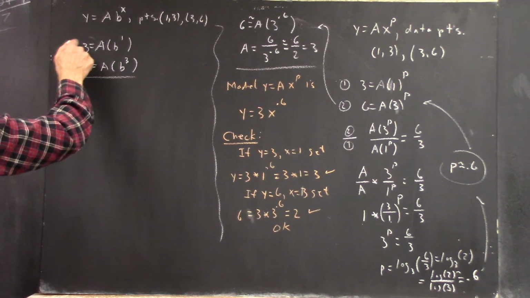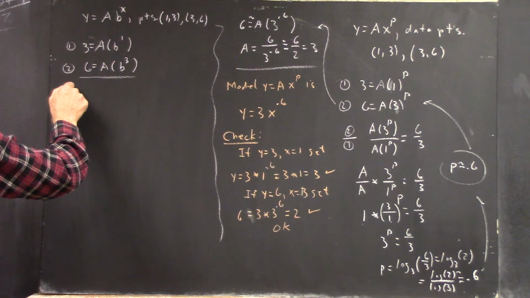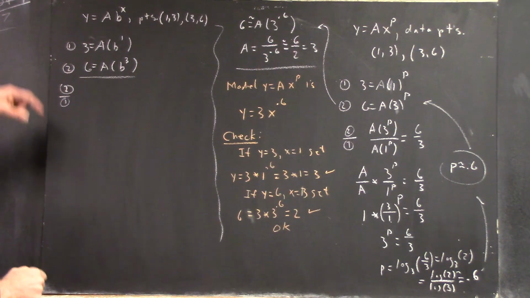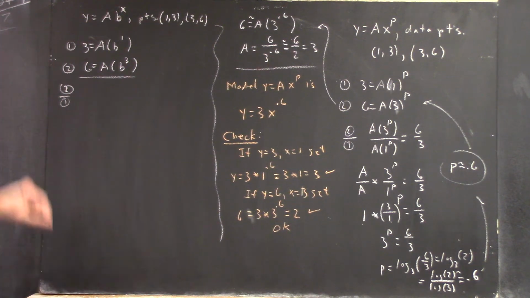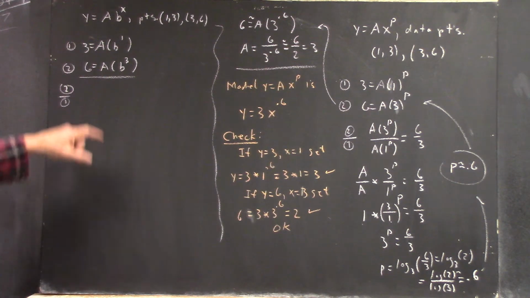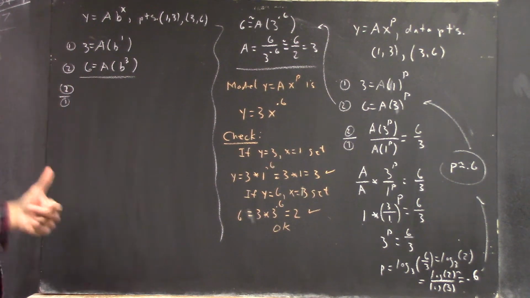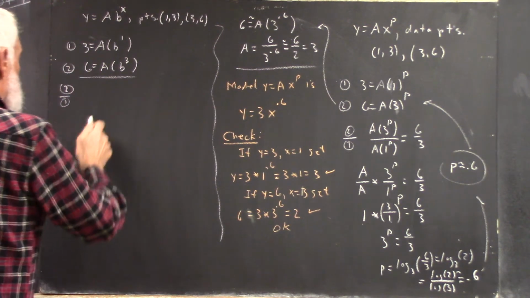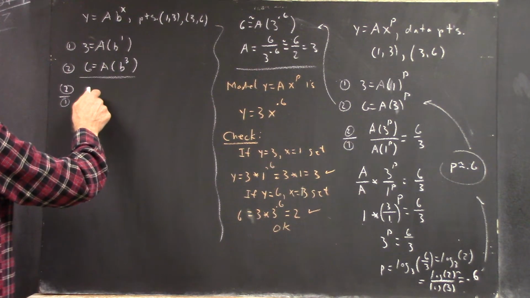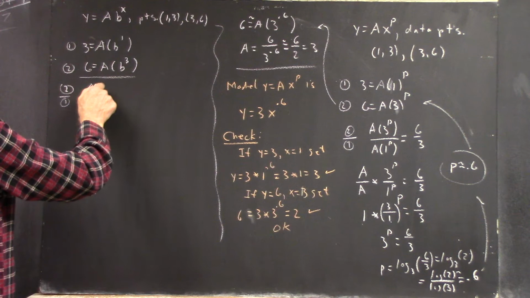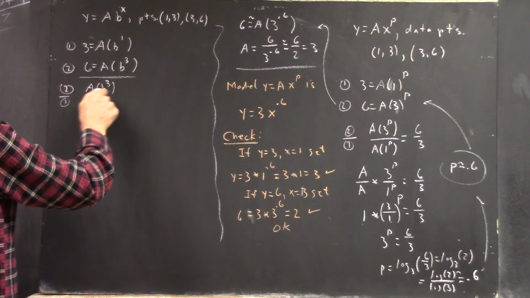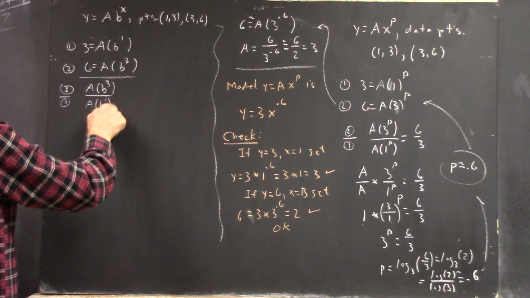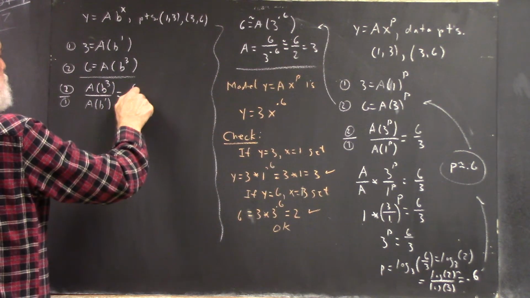So if this is equation 1, this is equation 2, we divide equation 2 by equation 1. It doesn't matter whether you divide 2 by 1 or 1 by 2, but I usually take the one with the higher numbers and put it in the numerator. It's a little less error prone. We get a times b to the third over a times b to the 1 equals 6 over 3.